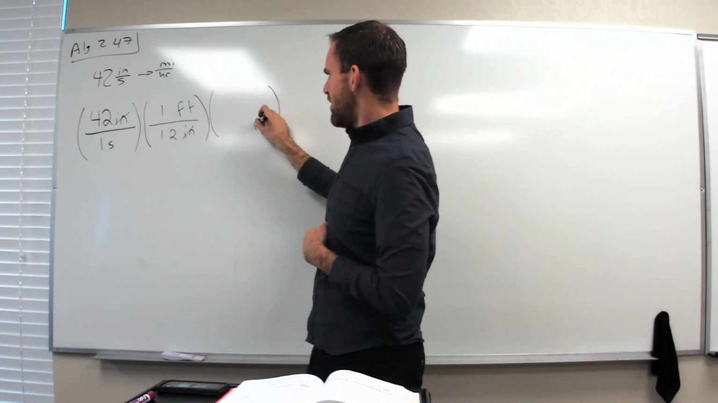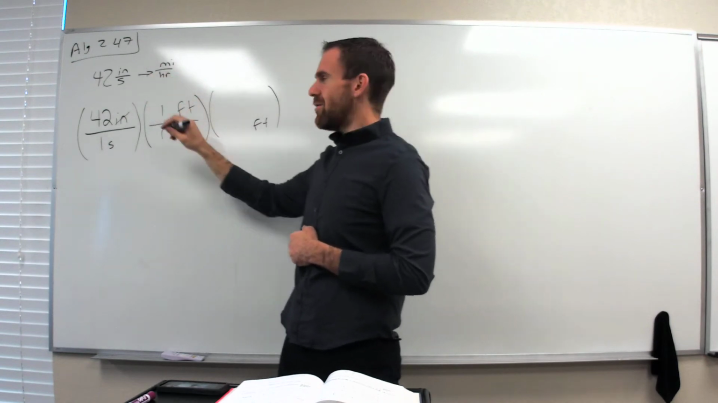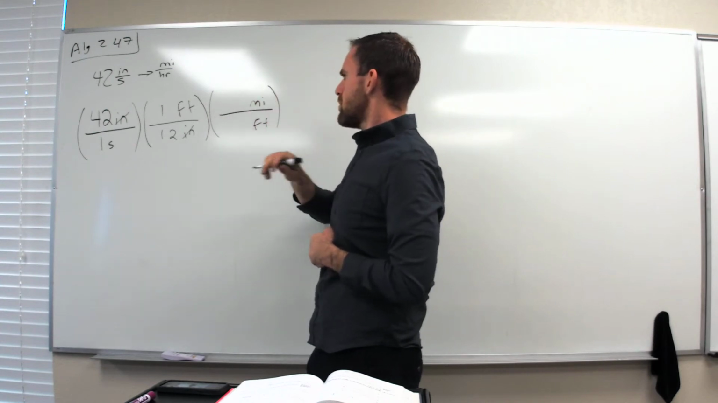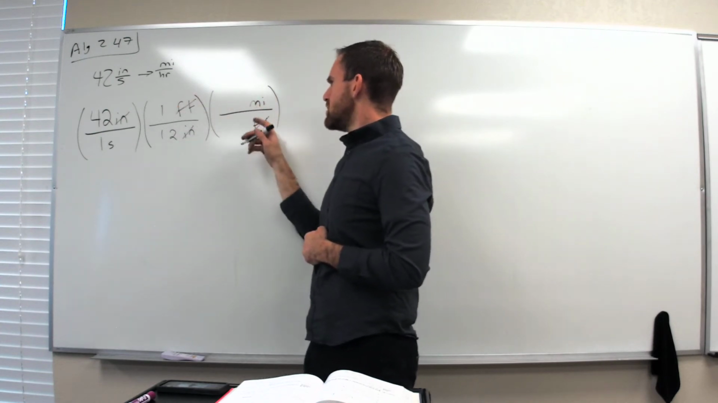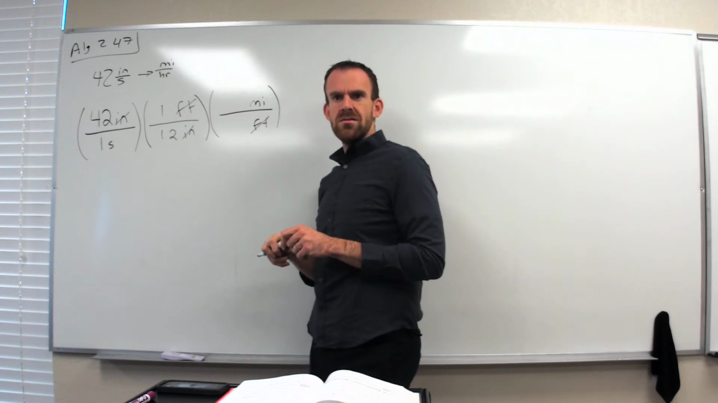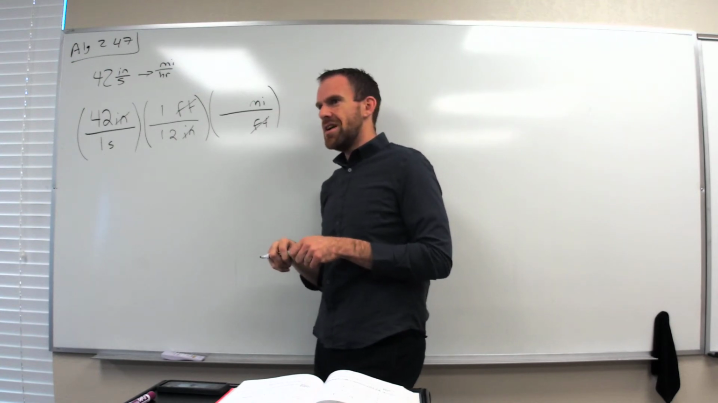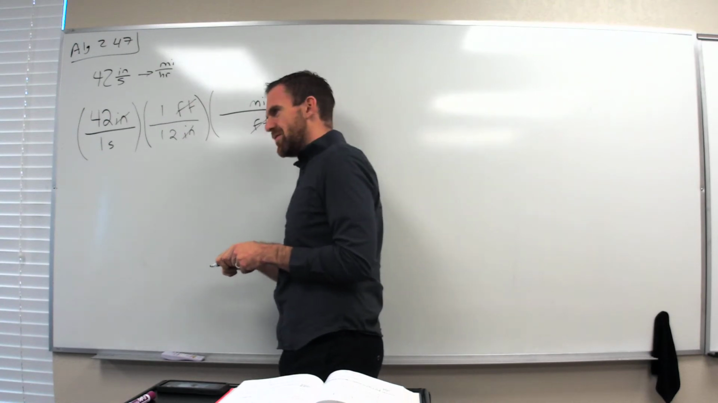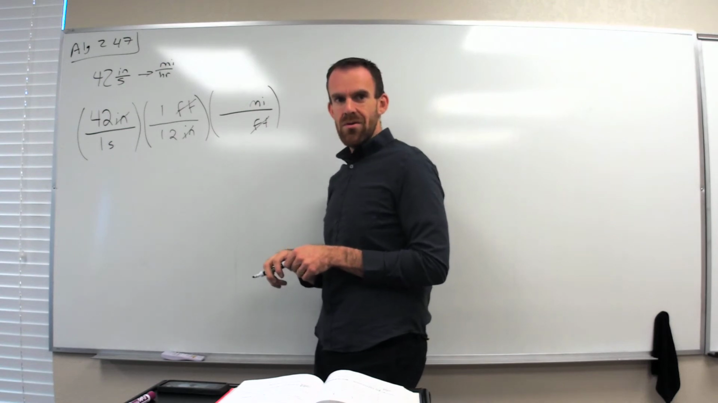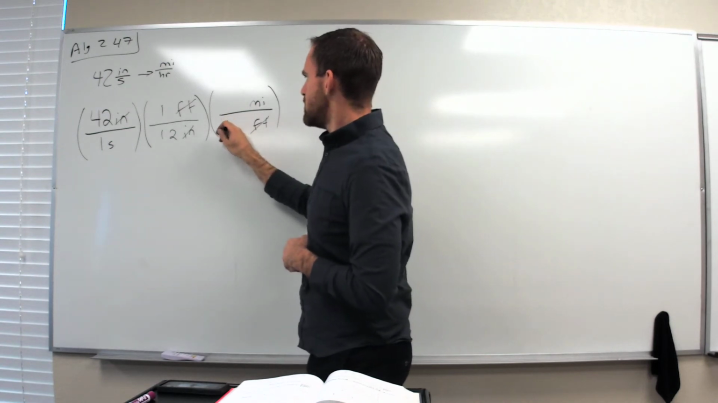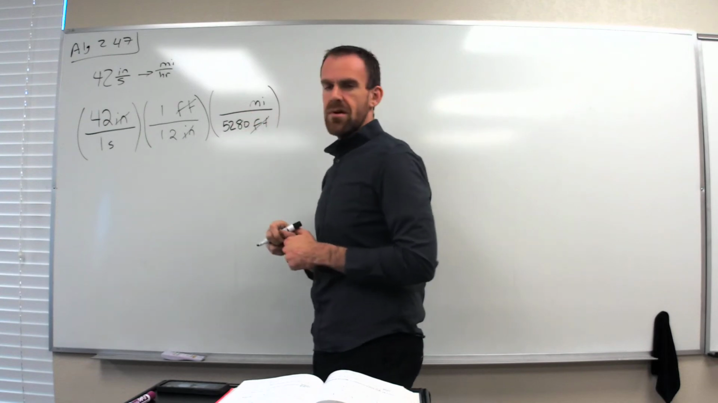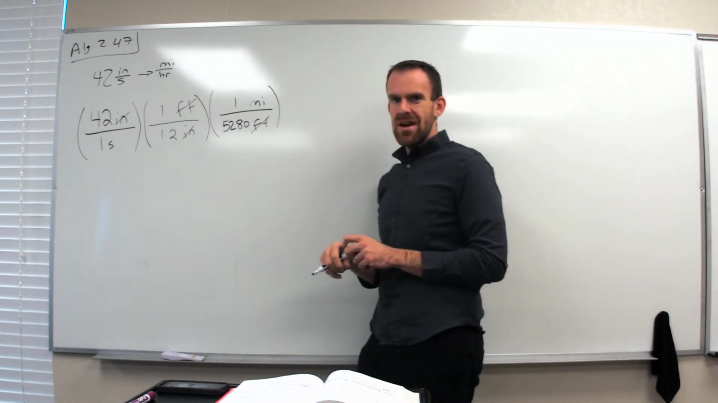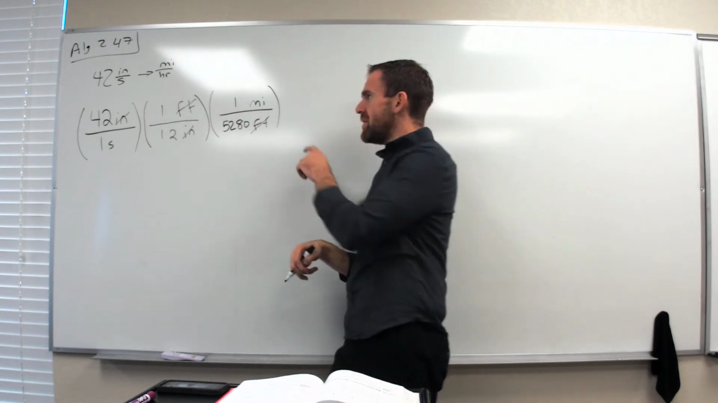I don't want feet. It shows up nowhere in my answer, so I'm going to get rid of feet. And I want what? Miles. So feet cancel. Is it 1 mile per foot? No. Is it 5,280 miles per foot? No. Is it 5,280 feet per mile? Yes. It's 5,280 per 1 mile. Make sure you remember those numbers, okay? You need them. Okay, so now I'm in miles per second.